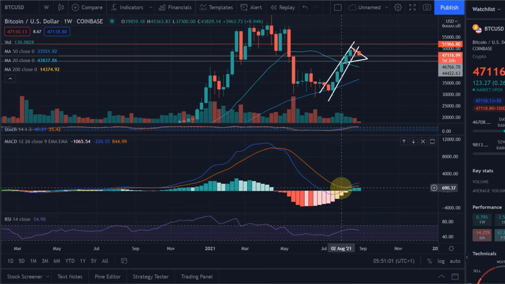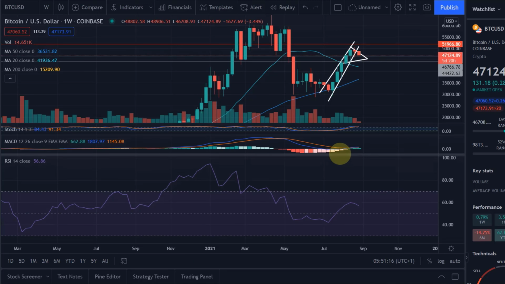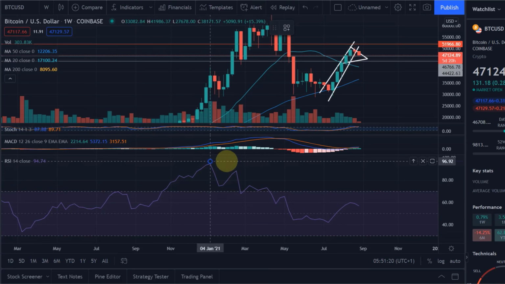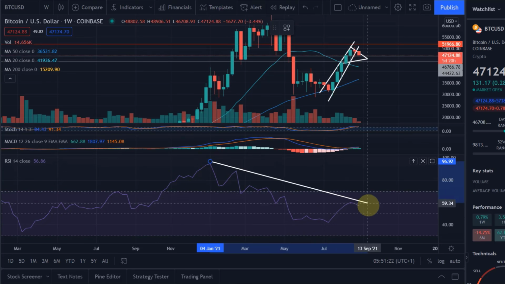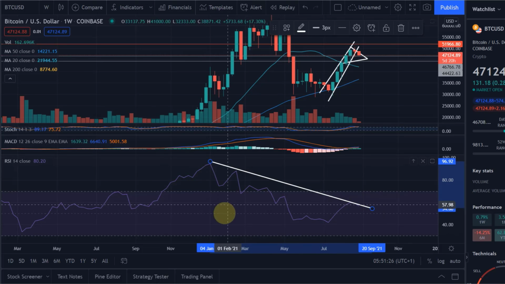On the MACD as well, on the weekly, a very positive sign. The MACD line has crossed the 0 line on the 9th of August. And also there has been a crossover a few days later, a bullish crossover of both MACD and indicator lines. And the RSI, however, on the weekly suggests losing momentum. So we've got two indicators suggesting bullish and the RSI is rather moving a little bit bearish.